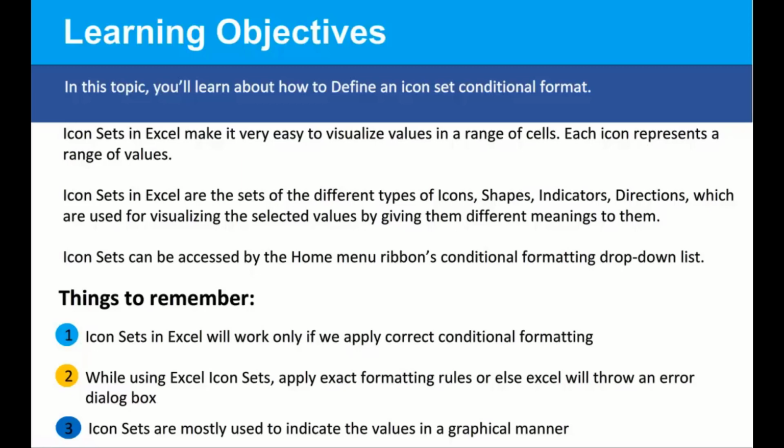Icon sets in Excel are the sets of the different types of icons, shapes, indicators, directions, which are used for visualizing the selected values by giving them different meanings. Icon sets can be accessed by the Home menu ribbon's Conditional Formatting drop-down list.